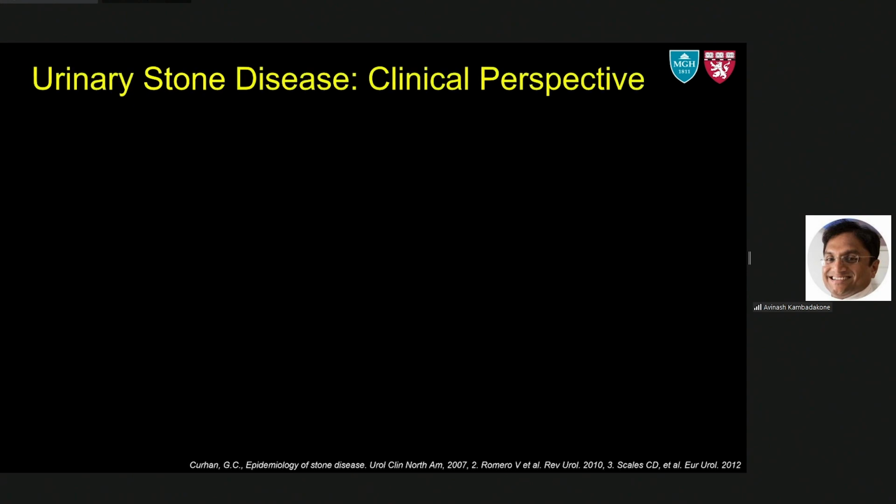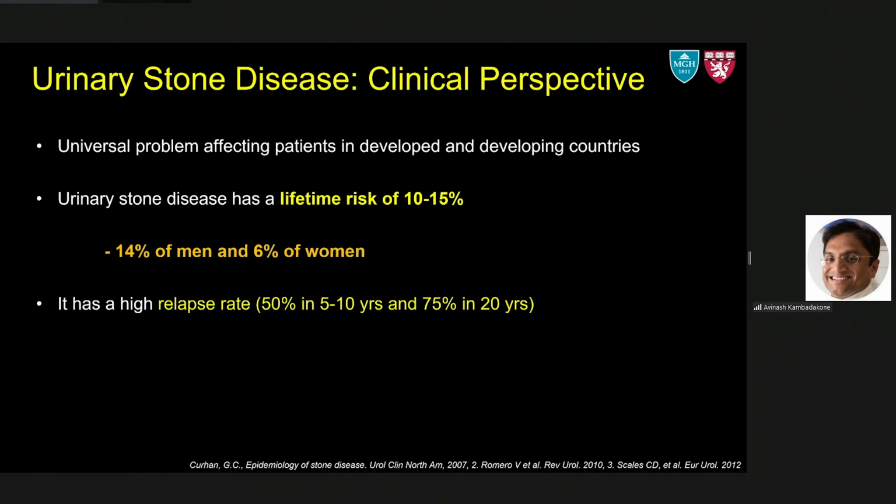Now, urolithiasis is a universal problem and affects patients both in the developed and the developing countries. If you look at the US statistics itself, nearly 1.2 million Americans are affected annually by urolithiasis. It is estimated that nearly 14% of men and 6% of women will develop stone disease during their lifetime. This disease also has a high relapse rate, with nearly 50% of patients having recurrent stone disease in the first 5 to 10 years after diagnosis, and 75% recurring within 20 years.